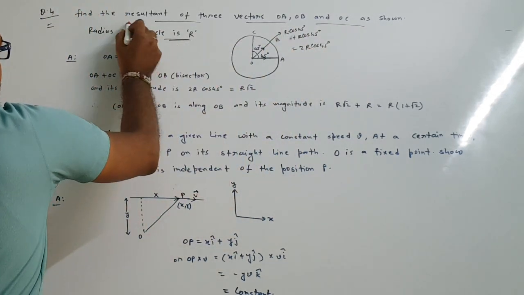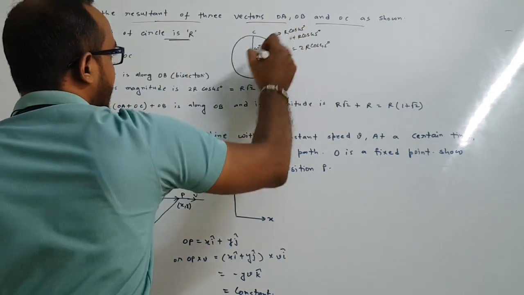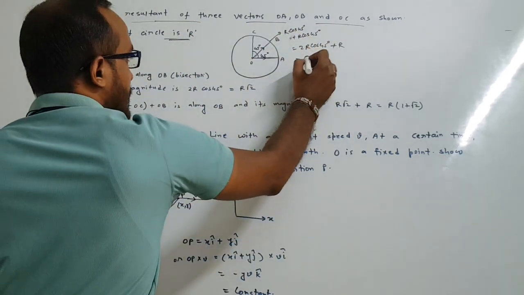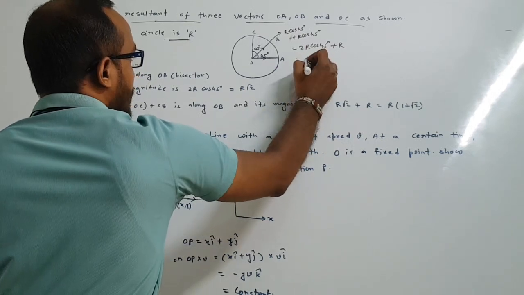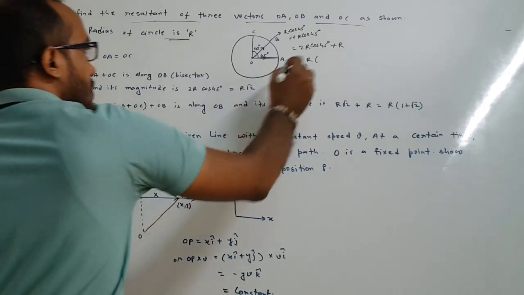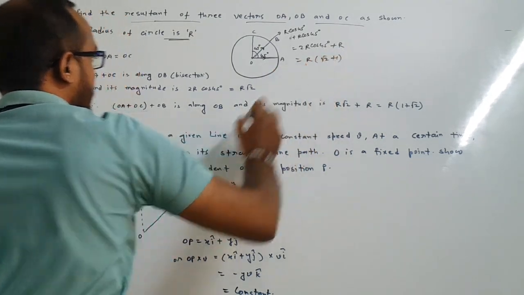And we have to find the resultant of three vectors. That means we have to add the OB vector also. That means OB vector is what? R. So if you take R common, 2 by root 2. Cos 45 is 1 by root 2. 2 by root 2 is root 2. So that is root 2 plus 1.